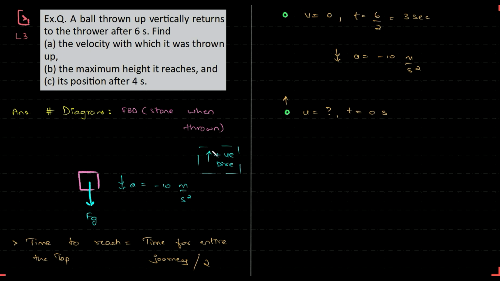Then what else we have? I think that's it, right? Agree? I'm just reading the question. Yes. So they're asking the velocity with which it was thrown, so we have to find u. Maximum height, so let me mention that also. How much is your height? And what else? That's it. Okay, let's begin. Now the working.